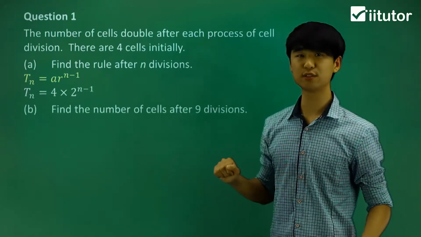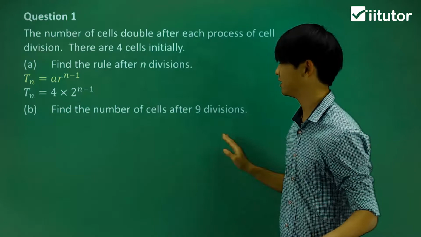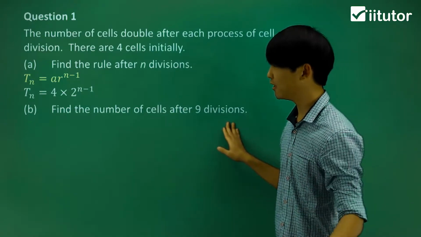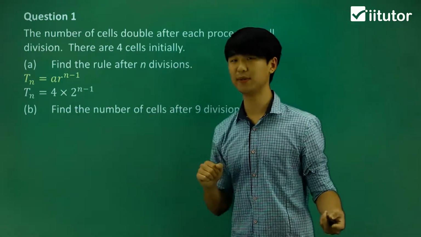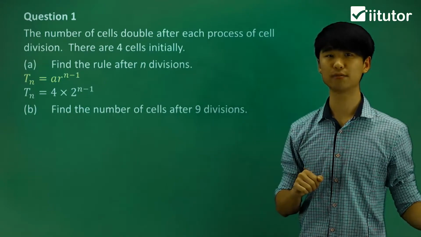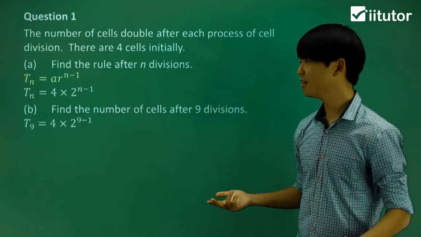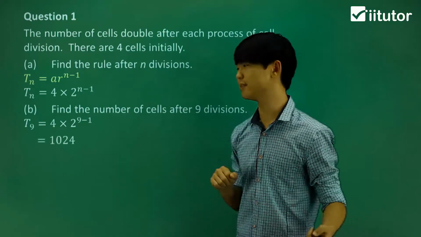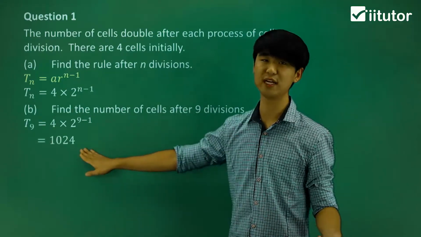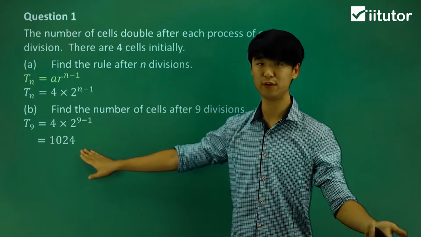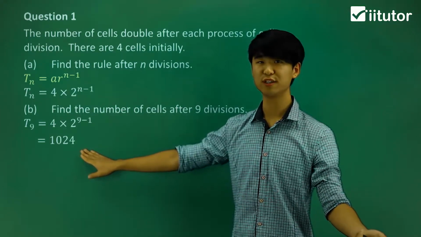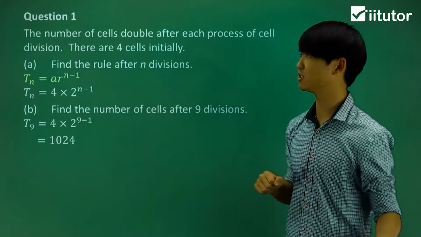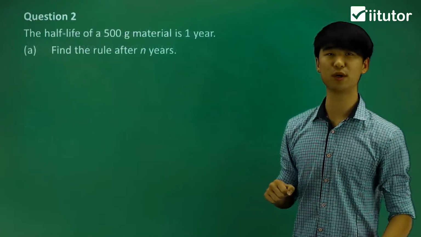Now we can use this to find the number of cells after 9 divisions. We can sub n equals 9 into that formula. So how many cells are there after 9 divisions? Let's sub n equals 9 and calculate this. Then I get, after 9 divisions, I have 1024 cells. That was a nice question to start us off. Let's look at the next one.